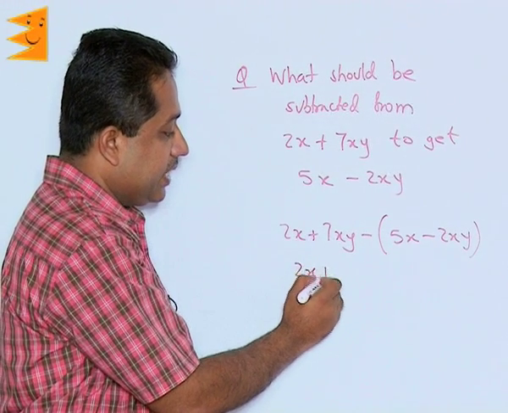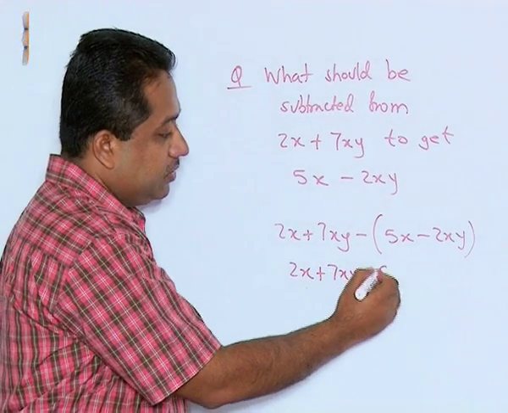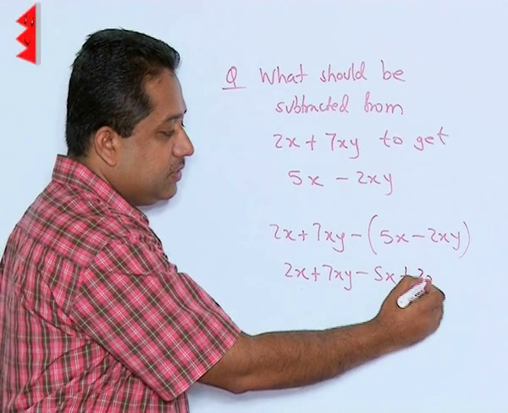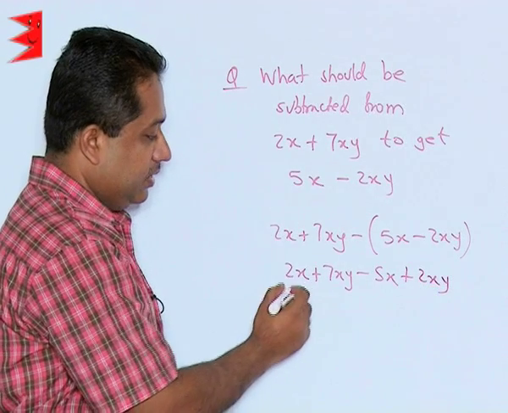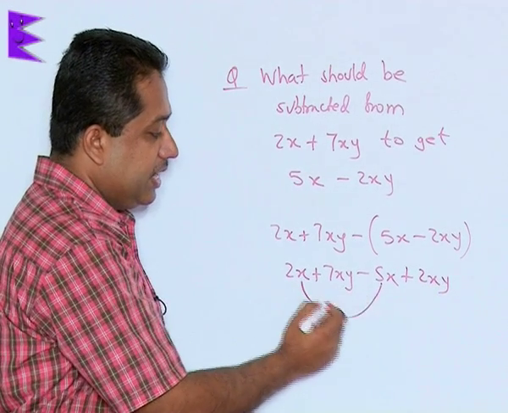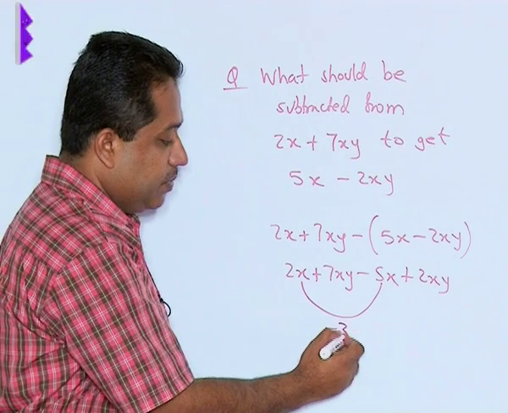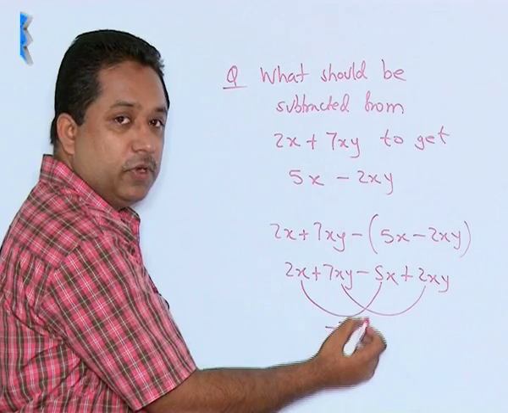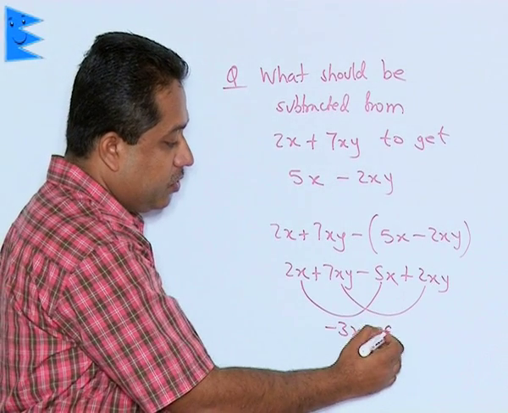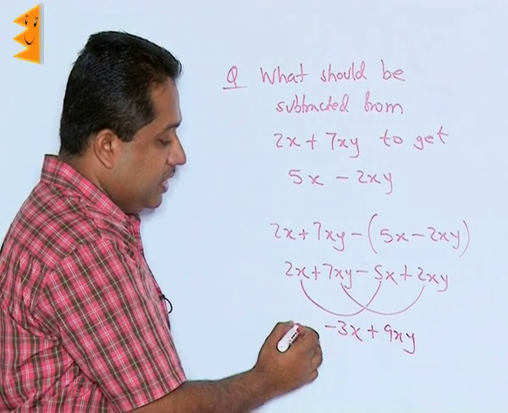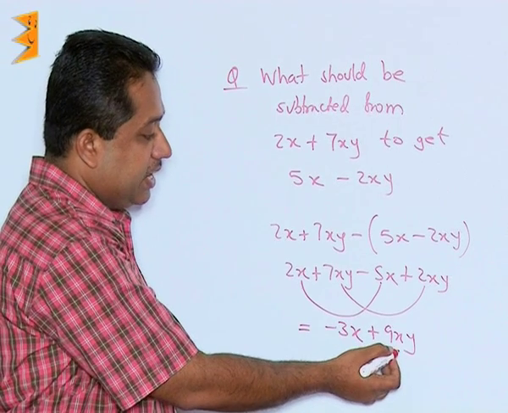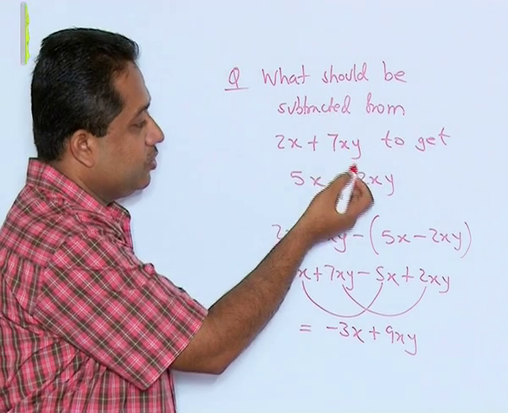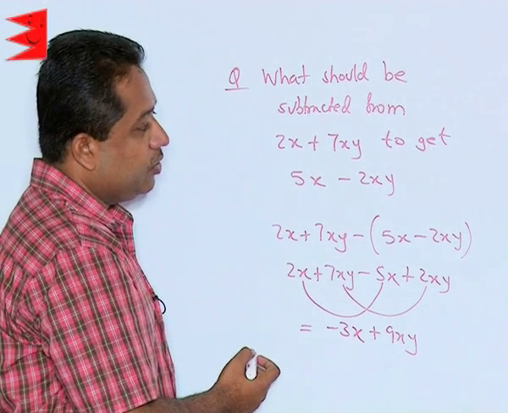So, when I am going to subtract, the signs are going to change. This is minus 5x and there is a negative sign here, minus and minus will become plus. So, this becomes 2xy. Now, 2x and minus 5x are like terms. I am going to add this. This is going to become minus 3x, and 7xy and 2xy are like terms. I am going to add these like terms here. So, I am going to get 9xy. So, the final result minus 3x plus 9xy should be added to 2x plus 7xy so that we get 5x minus 2xy.